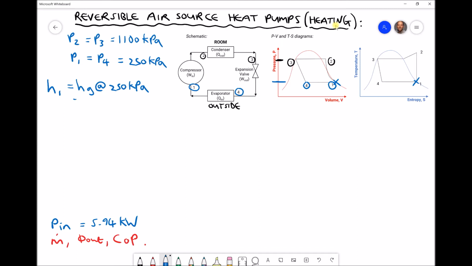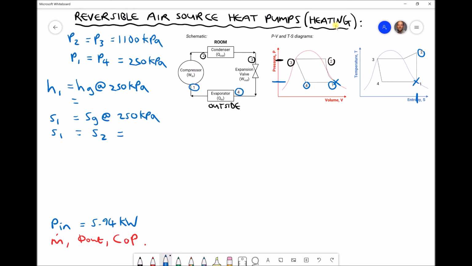Now, whilst we're referring to our thermodynamic properties tables there, we're also going to determine S1, the entropy. And S1 will also be Sg at 250 kilopascals. The reason we're going to determine S1 as well as H1 is because if we refer to our temperature entropy diagram, we can see that the entropy at position 2 equals the entropy at position 1. We have a constant entropy process. Therefore, S1 equals S2. And we're going to determine the value of S1 and S2 using the thermodynamic properties table.